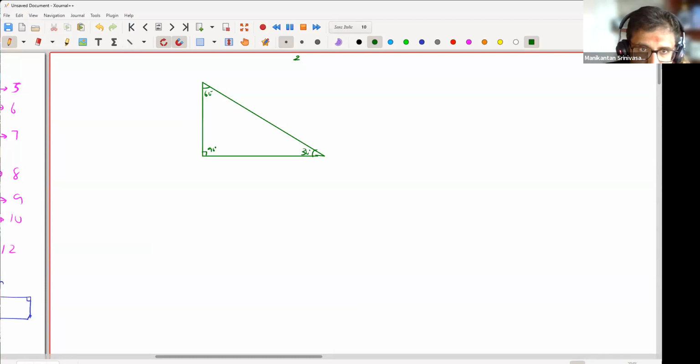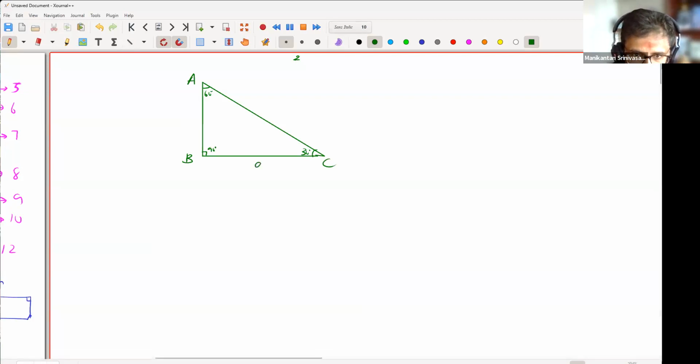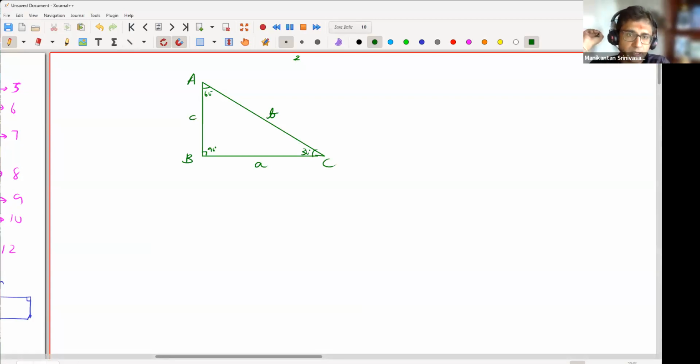Okay. So same question as before. What is the ratio of the side lengths? So let's call them. This is small a. This is small b, the hypotenuse here. Small c is the smallest side here.